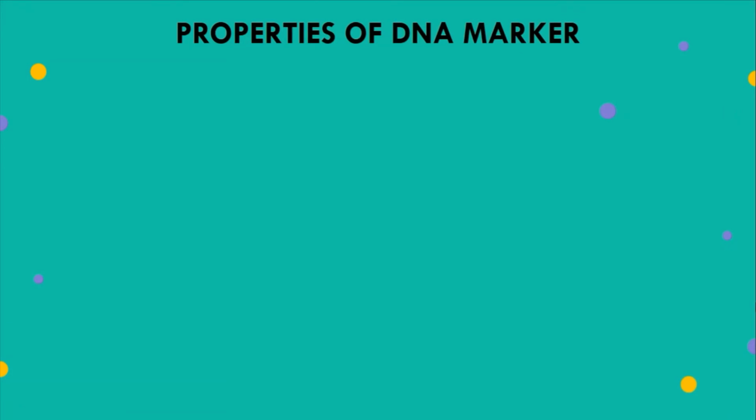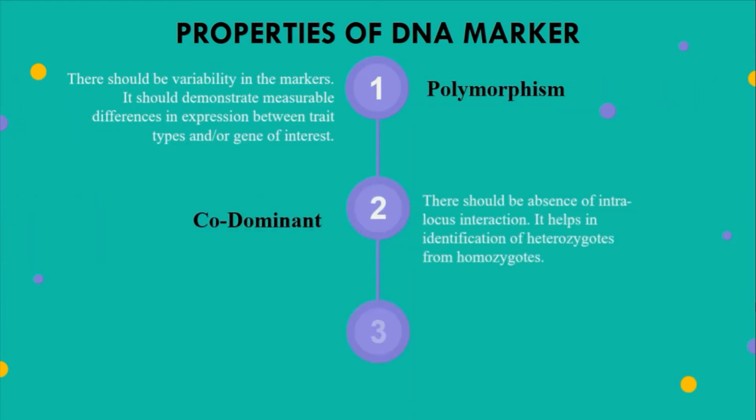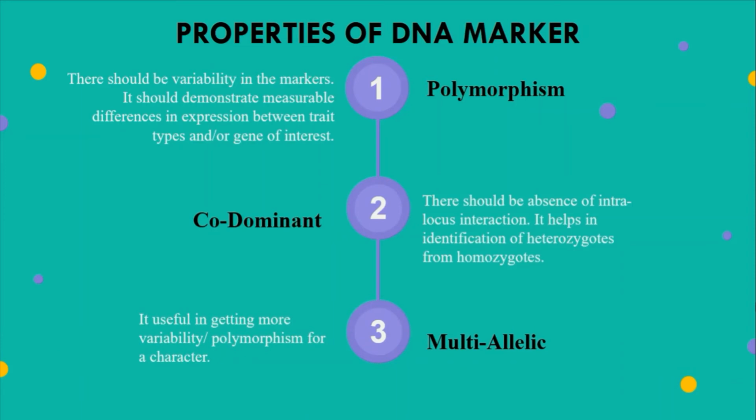So, to overcome problems associated with morphological markers, DNA-based markers have been developed, and there are properties that must be fulfilled to be a good DNA marker. First, markers should exhibit a high level of polymorphism. In other words, there should be variability in the marker. It should demonstrate measurable differences in expression between trait types and the gene of interest.